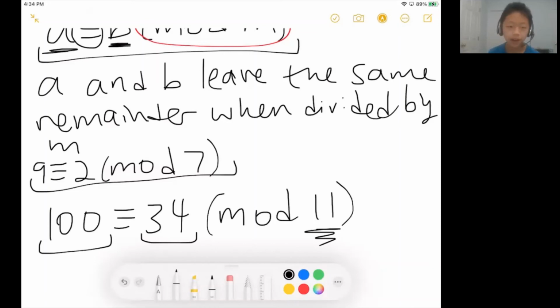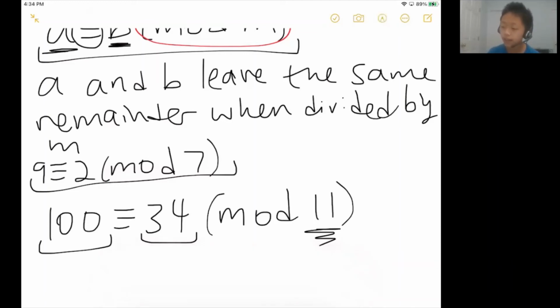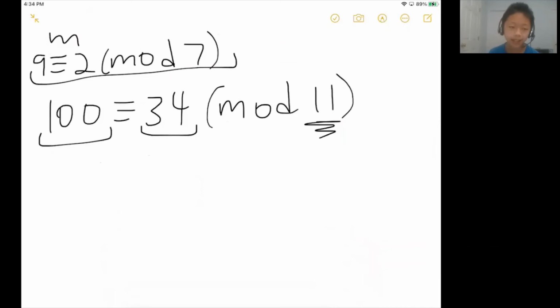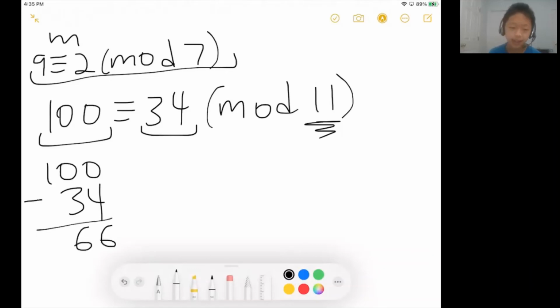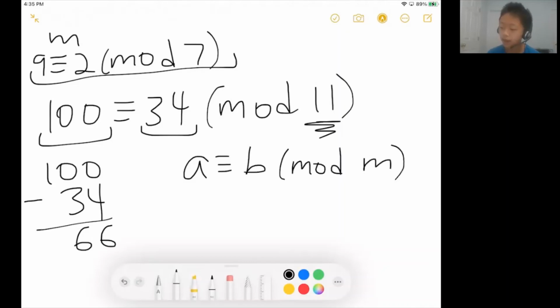And in fact, another useful property of these congruence statements is that we can extend the definition of a remainder to negative numbers as well. So notice here, 100 leaves a remainder of 1 when divided by 11, and 34 also leaves a remainder of 1 when divided by 11. If you subtract 34 from 100, you would get 66. And an important thing to notice is that 66 is actually a multiple of 11. So it turns out we can generalize our definition of modular arithmetic if we had the statement A is congruent to B mod M.